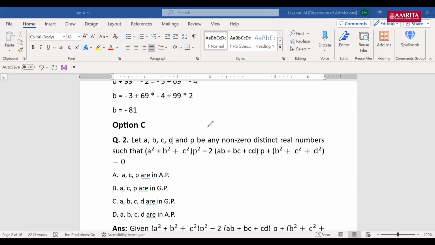So the question is: let A, B, C, D and P be non-zero distinct real numbers such that (A square plus B square plus C square) into P square minus 2 into (AB plus BC plus CD) into P plus (B square plus C square plus D square) is equal to 0. You need to identify whether A, C, P form an AP or GP, or A, B, C, D form a GP or AP. That's what the question is asking you.